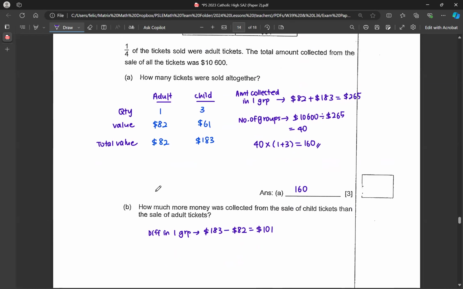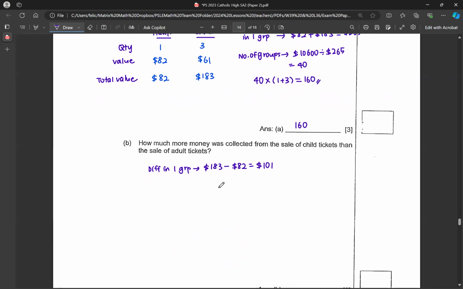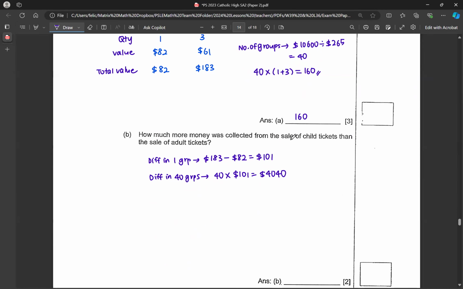But remember, all together we actually have 40 groups. So you have to find out the difference across the 40 groups. Just take 40 times $101, which will be $4,040. So this is representative of the total difference between all the child tickets and all the adult tickets. So there you go.